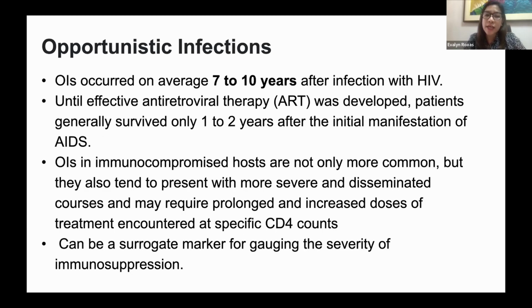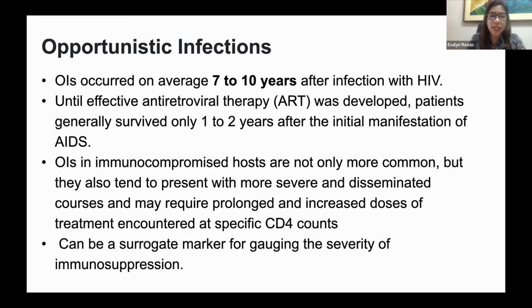OIs can occur on average 7 to 10 years after infection with HIV. That's the usual range, but nowadays it can be longer with the advent of antiretroviral therapy. Until effective ART was developed, patients generally survived only 1 to 2 years after the initial manifestation of AIDS. But because of the availability of antiretroviral therapy, even if the patients have OIs, they have longer years to survive.